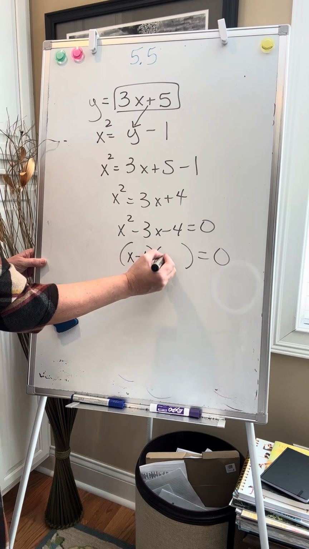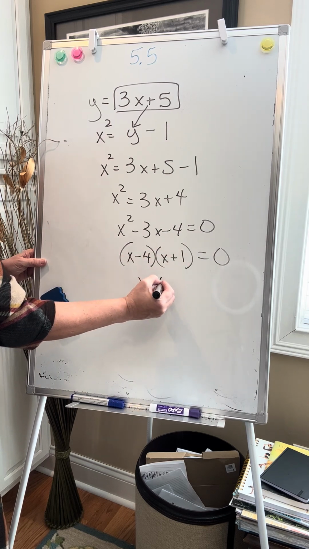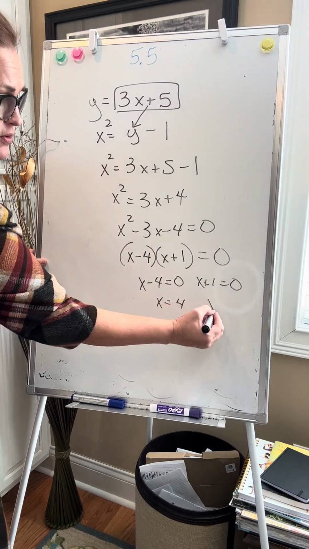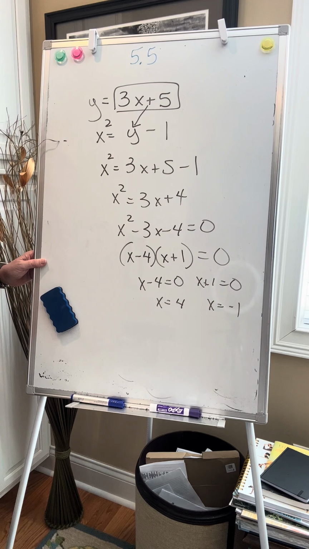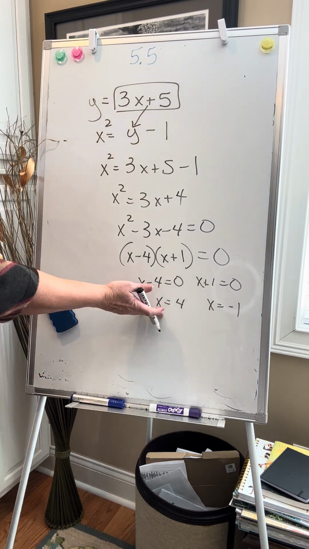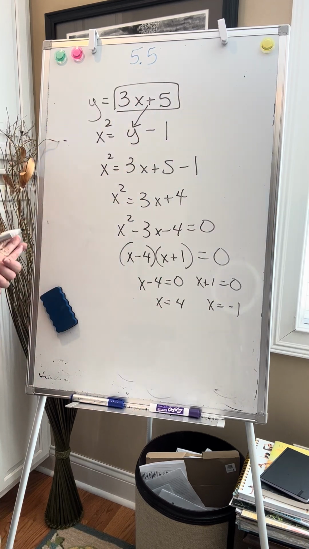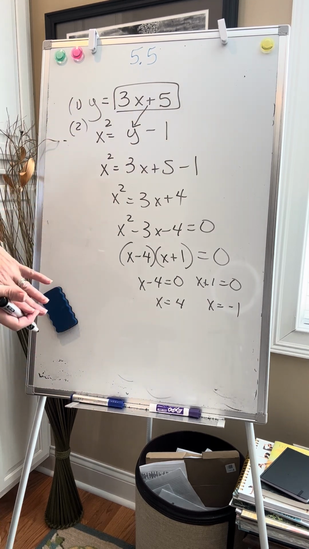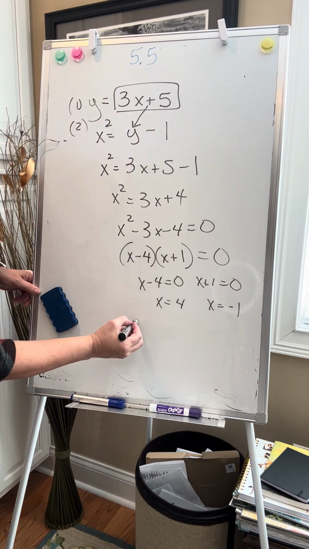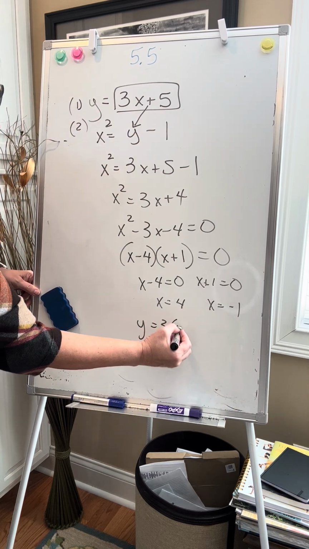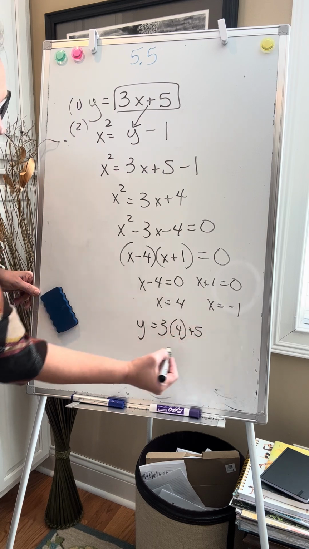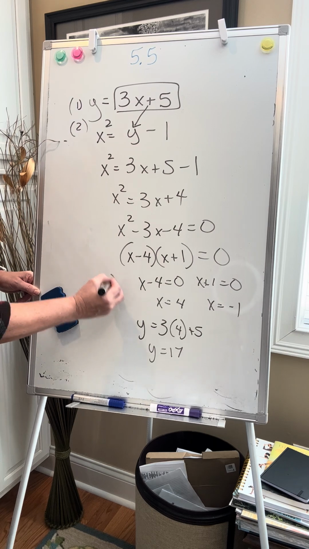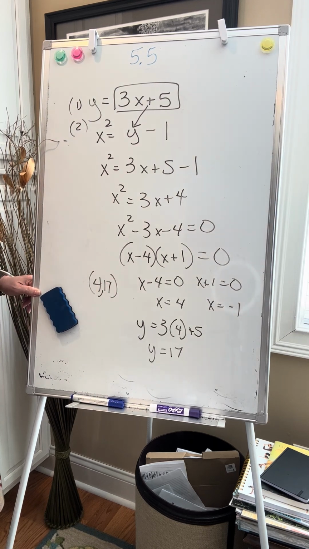This will be x minus 4, x plus 1. Set each part equal to 0. You get 2 solutions, 4 and negative 1. We need their counterparts, which we find by going back to one of the original equations. Remember, we have 2 original equations here, whichever one, but I always pick the easiest one. So I'll go to this first one. y equals 3 times x, which is 4 now, plus 5. So y equals 17. When x is 4, y is 17. That's one of my solutions.